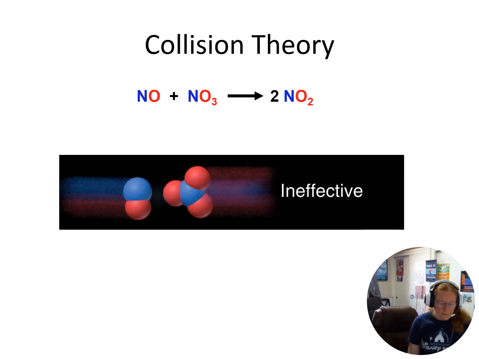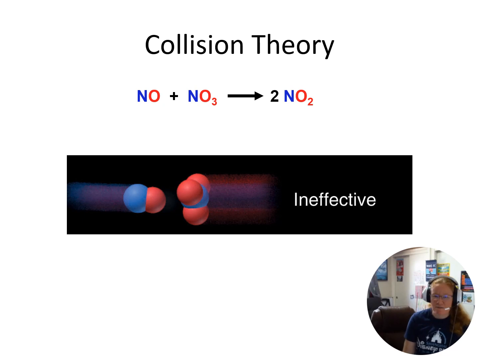If two things are coming in to collide, even if they are in the right orientation, it can still be an ineffective collision if it's not at or above the activation energy. So in this situation, I do have that nitrogen in blue coming in to collide with that oxygen on that nitrogen trioxide. This one's ineffective because even though the right two things are going to bump into each other, they're not at the right energy. This one's ineffective because here I have the oxygen from the nitrogen monoxide colliding with the nitrogen from the nitrogen trioxide. That's not the type of product we're trying to make.